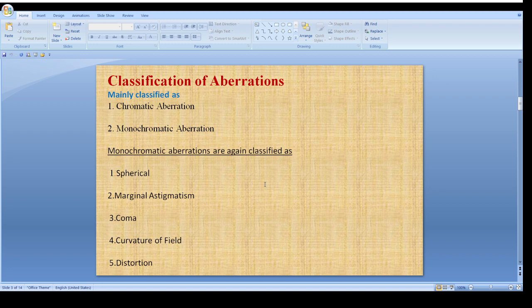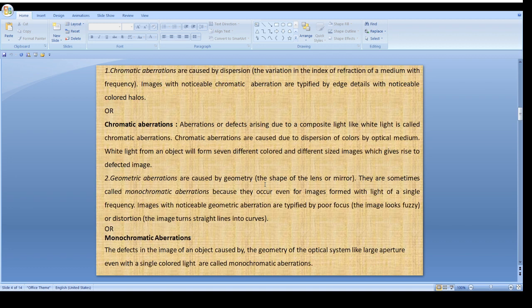Classification of aberrations: mainly classified as chromatic aberration and monochromatic aberration. Monochromatic aberrations are again classified as spherical, astigmatism, coma, curvature of field, and distortion. First one, chromatic aberrations are caused by dispersion, the variation in the index of refraction of a medium with frequency. Images with noticeable chromatic aberration are typified by edge details with noticeable color halos.